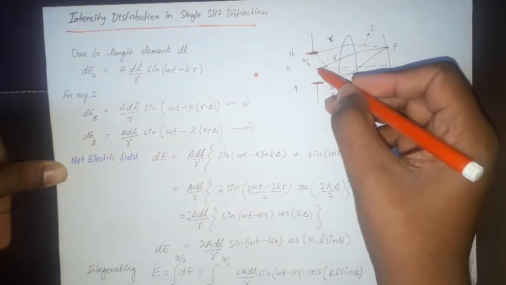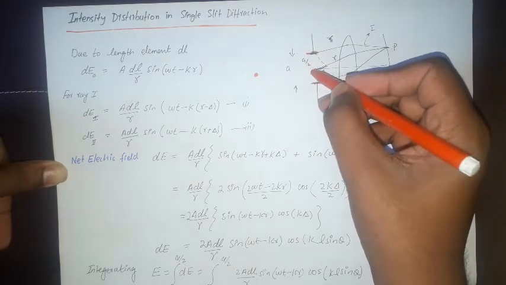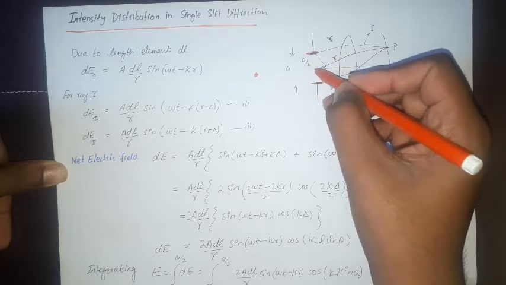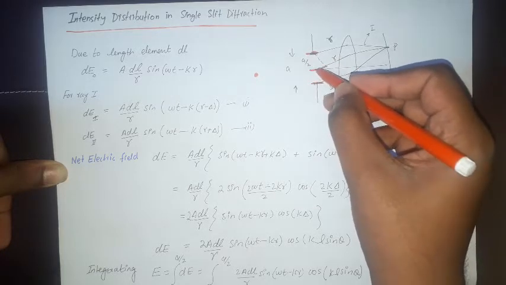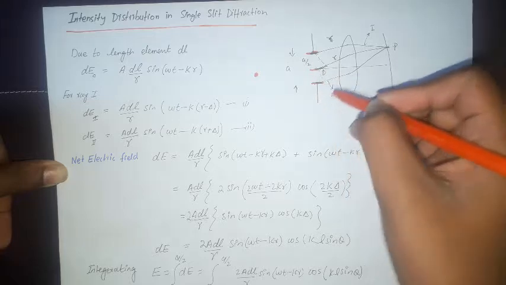Now I can divide this slit into two equal parts. Each part will have a length a by 2 and a by 2. So this is one part and this is another part.